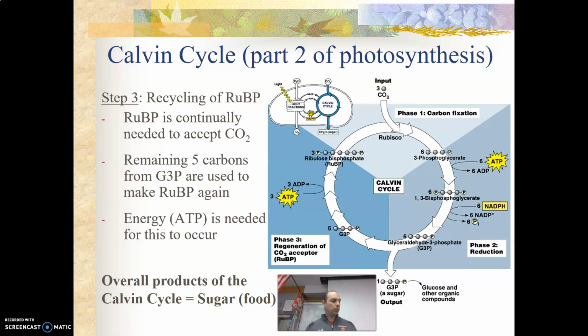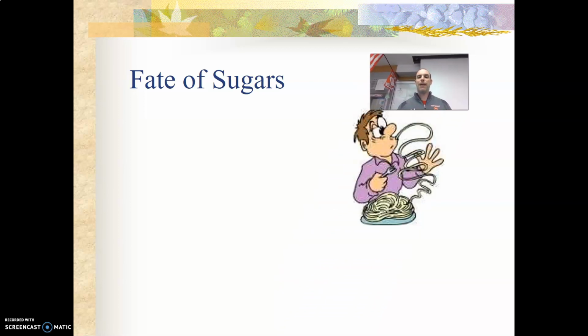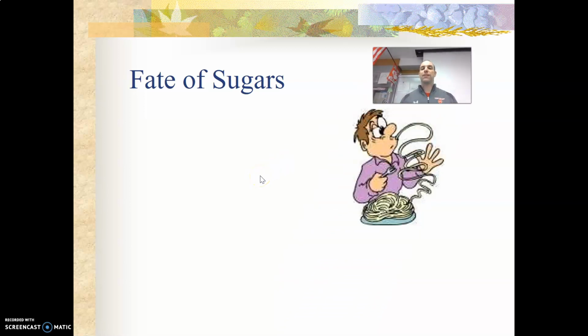So the bottom part says overall product of the Calvin cycle, sugar. We've got to make food. This is the last step. Food is ready now for the plant. It can actually eat its food. So when sugar is made, what happens to it? What's the fate of these sugars?